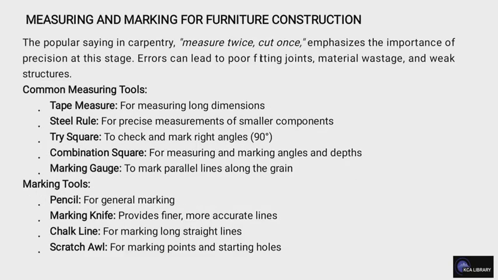Measuring and marking for furniture construction. A popular saying in carpentry is measure twice, cut once, as it emphasizes the importance of precision at this stage. Errors can lead to poorly fitting joints, material wastage, and also weak structures. Common measuring tools include tape measure, steel rule, try square, combination square, and marking gauge, and marking tools include pencil, marking knife, chalk line, and scratch awls.